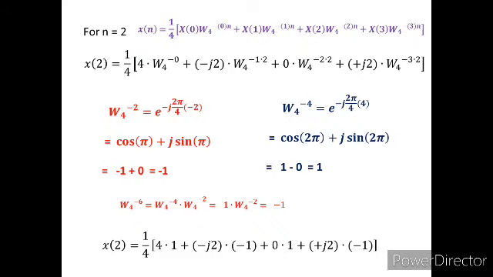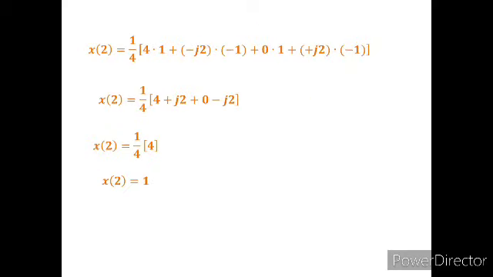So we get X of 2 is equal to 1 by 4, 4 dot 1 plus minus j into 2 into minus 1 plus 0 plus j 2 into minus 1. When we expand that, we get 4 plus j2 plus 0 minus j2. So plus j term and minus j term get cancelled. So the remaining is X of 2 is 1.